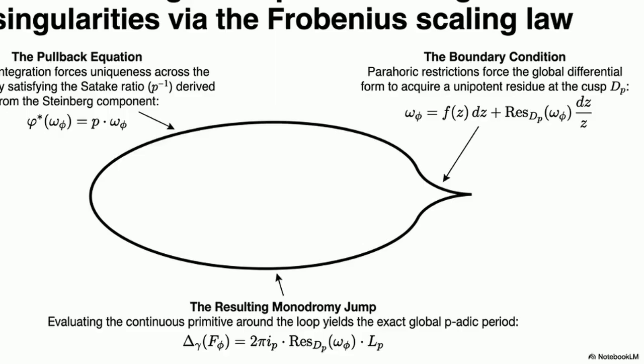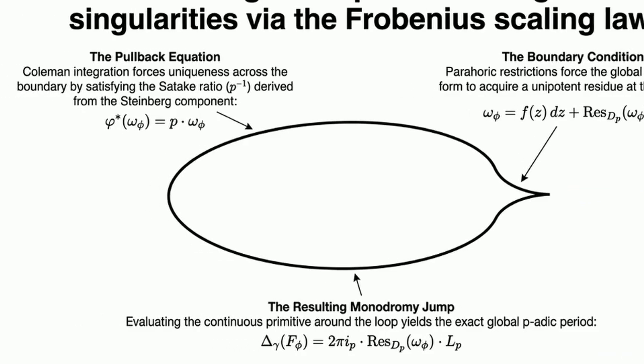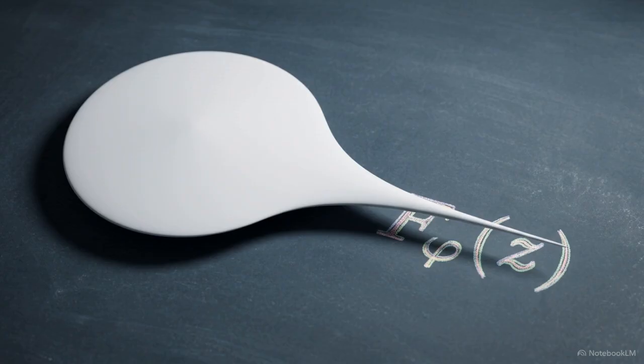To reach the global sphere, we map our local atolls across a logarithmic boundary singularity, or cusp. We cannot integrate directly across it, so we use the Frobenius scaling law. This pullback equation enforces uniqueness during Coleman integration, yielding the exact monodromy jump. This specific integration technique acts as a mathematical adhesive. It pulls those singular boundary features into a continuous global manifold without breaking the underlying topology.